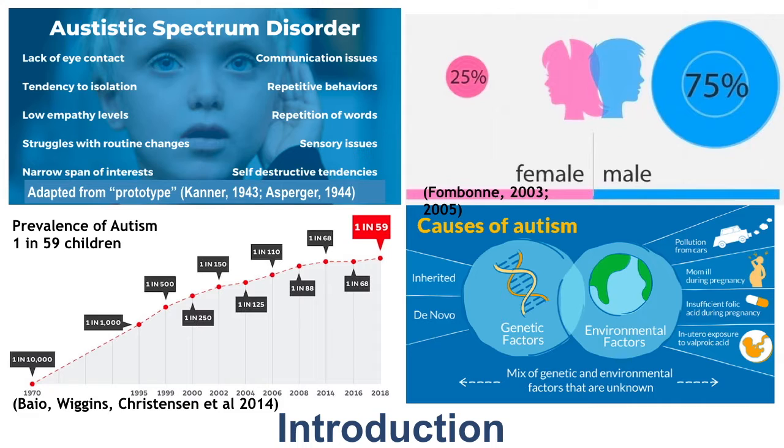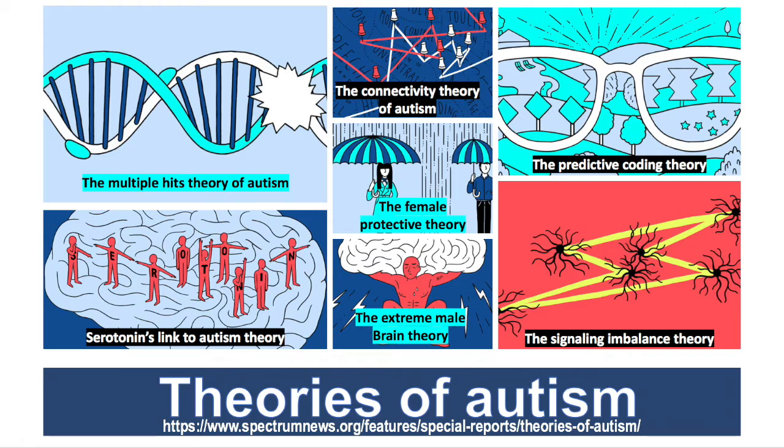Baker states that ASD has been a matter of controversy, which has gone from blaming mothers through the discredited theory known as refrigerator mother to genetics and now to epigenetics and environmental factors. So there are many theories, but no one knows what lies at the root of autism, but that hasn't stopped scientists from speculating. All of these theories can be viewed at this website.